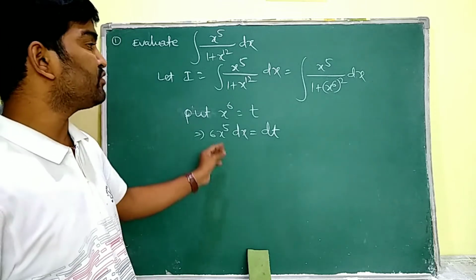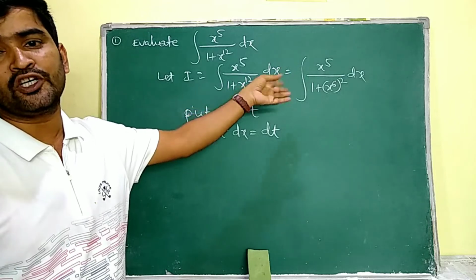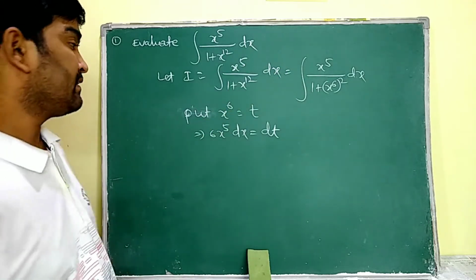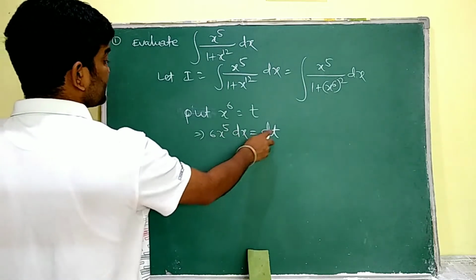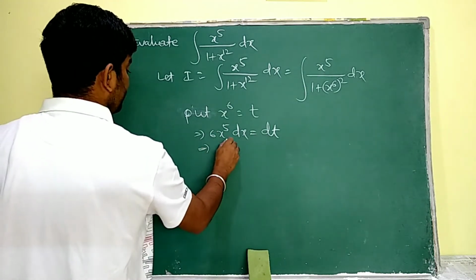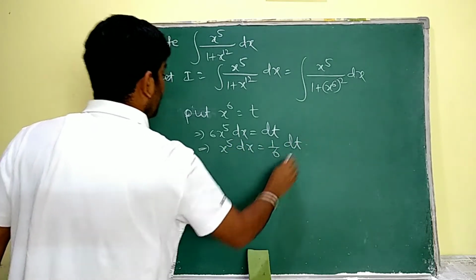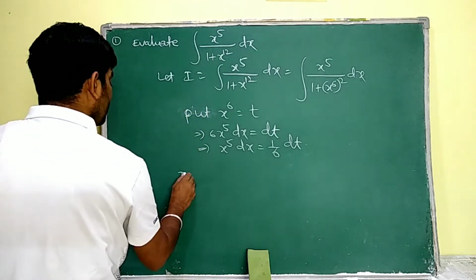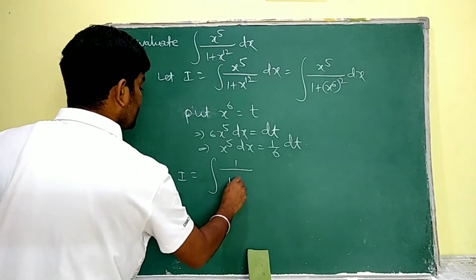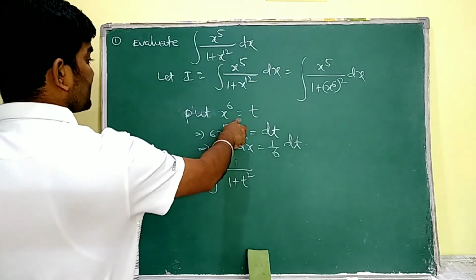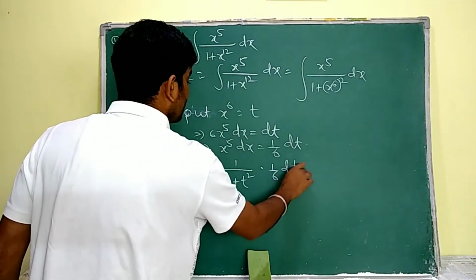That means here we substituted x power of 6 in terms of t. So I have to convert the entire value into the terms of t only ma. That is why, see ma, 6 into x power of 5 dx is equal to dt. By this, x power of 5 dx is equal to 1 by 6 into dt ma. Okay, then I will become, I is equal to integral 1 by 1 plus t square. In the place of x power of 6 I am going to write t, and x power of 5 dx means 1 by 6 dt.